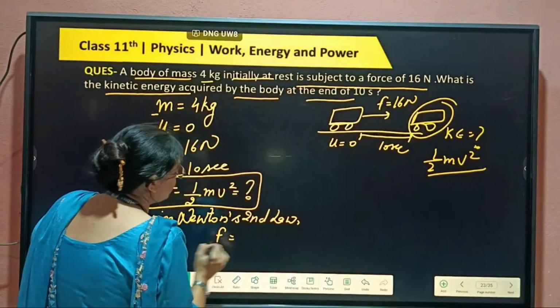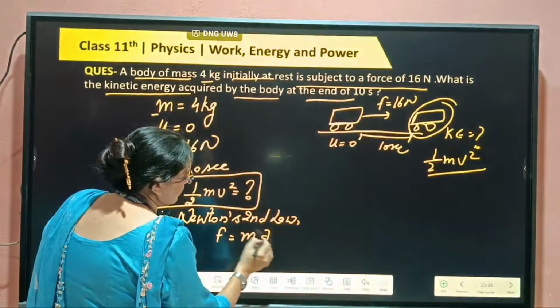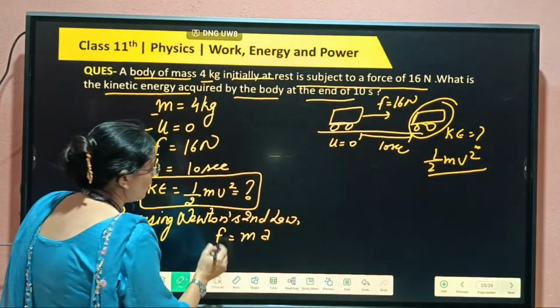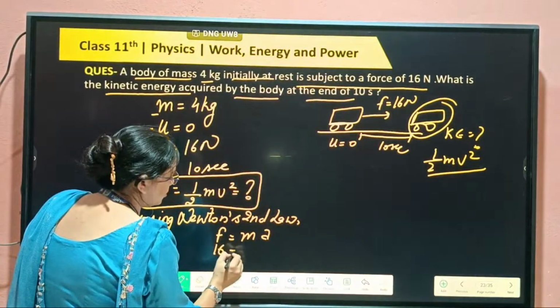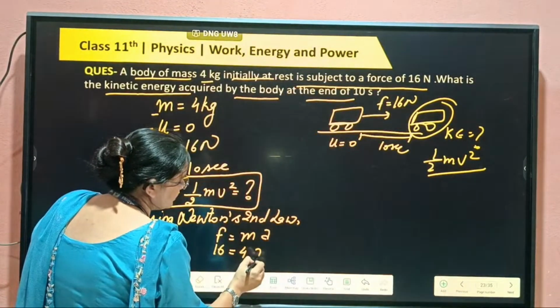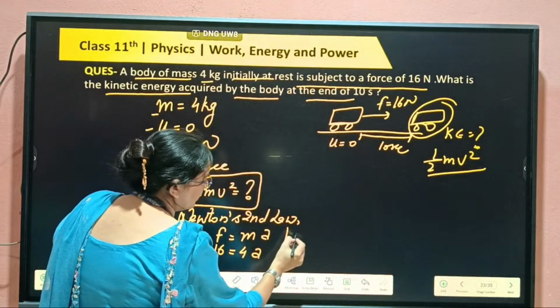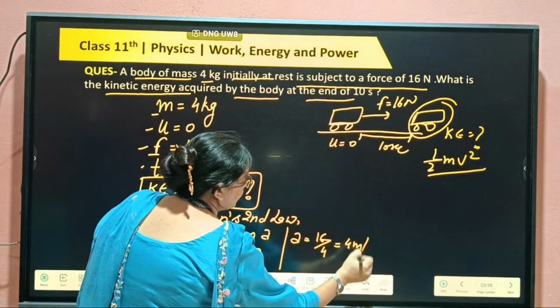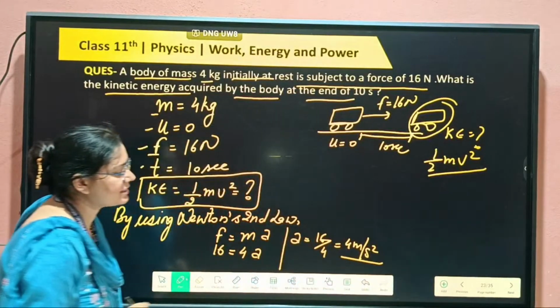What is Newton's second law? Force equal to rate of change of momentum. Okay, if mass is constant, then we can write F equal to ma. So force is given, your 16 newton, m is given, your 4 kg. So acceleration from here will come out 16 by 4, that is 4 meter per second square. This is our acceleration.